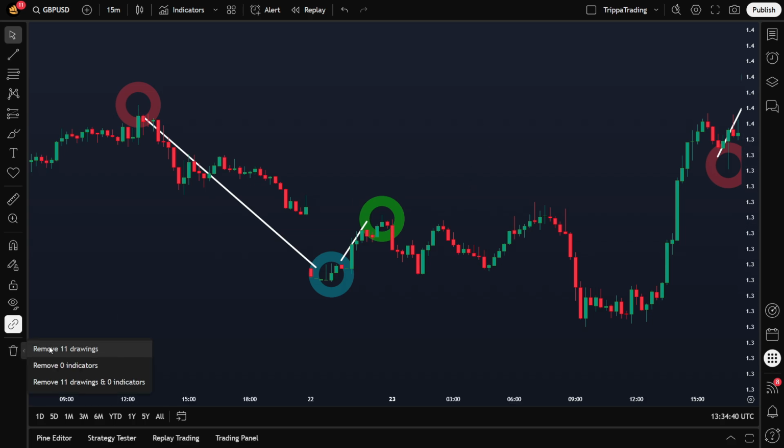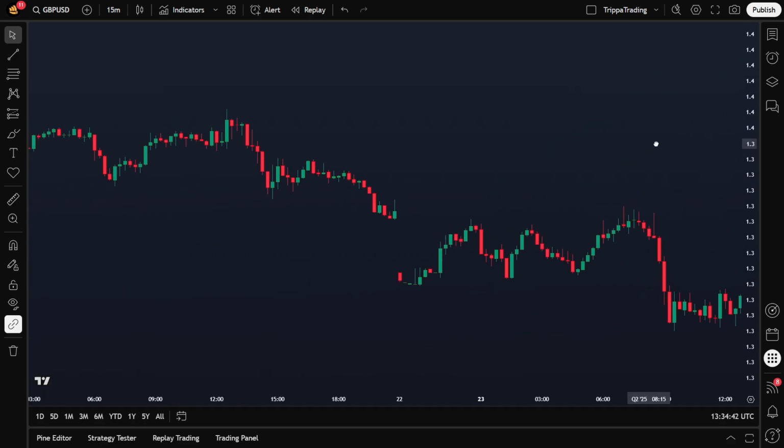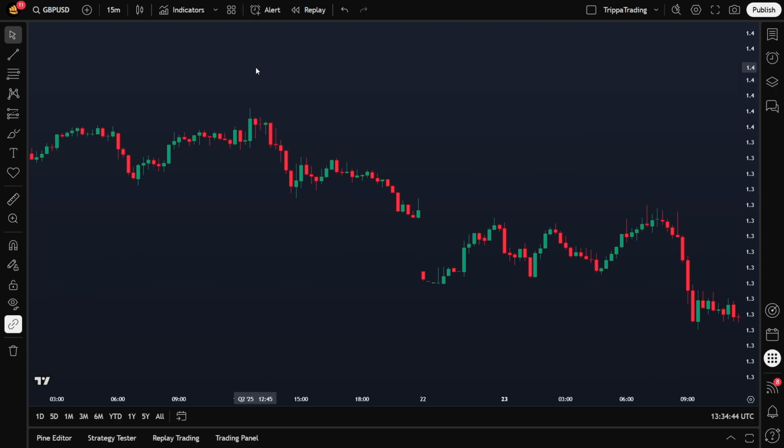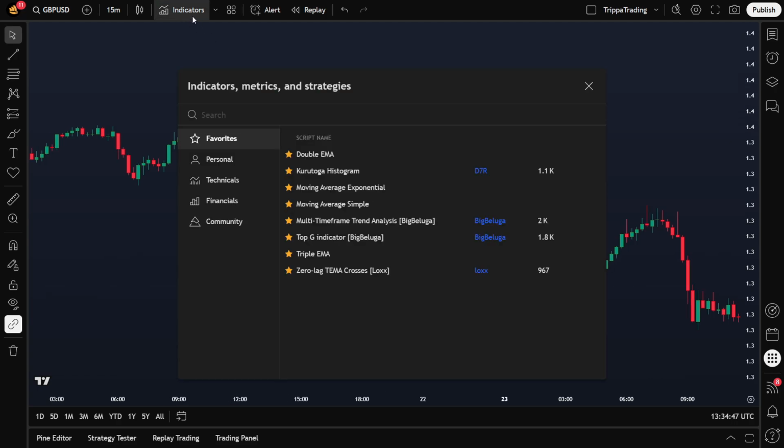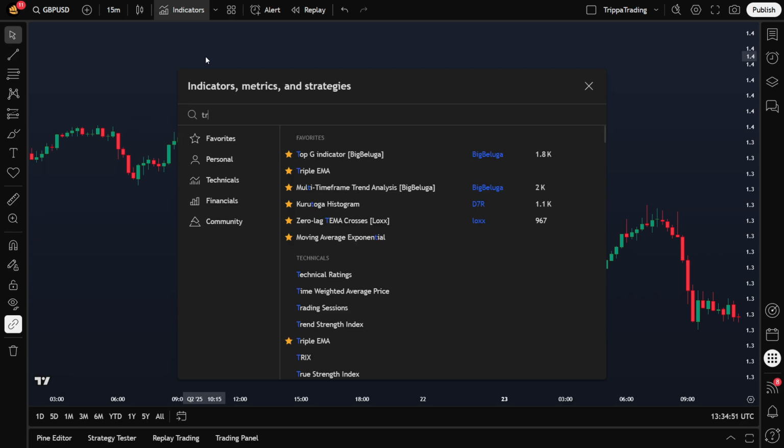Now, let's add an indicator that will lay out this exact pattern on the trading chart to make it easier for us. There's an indicator on TradingView that can automatically spot ABC patterns on your chart.